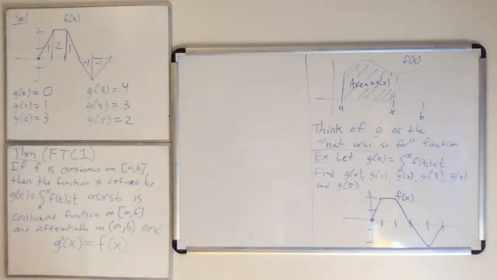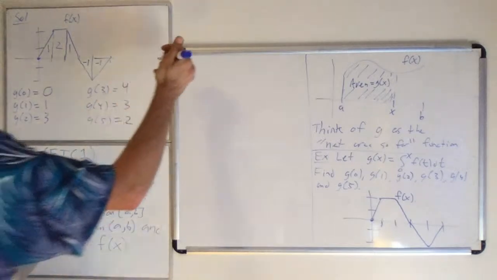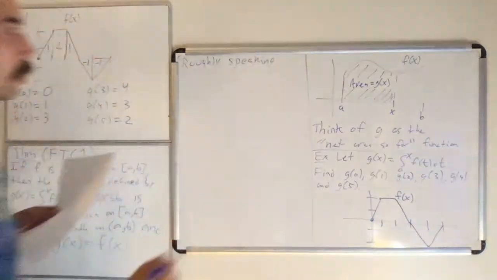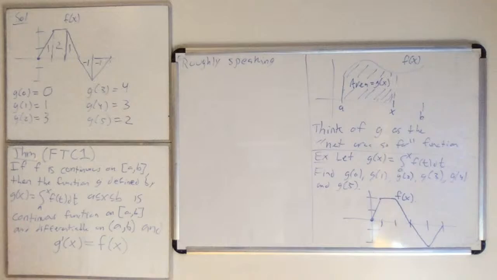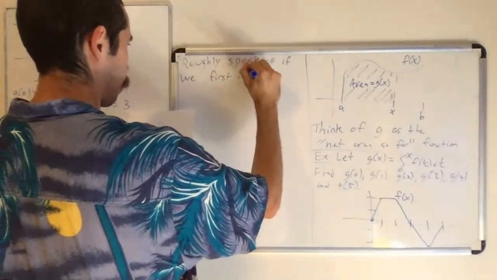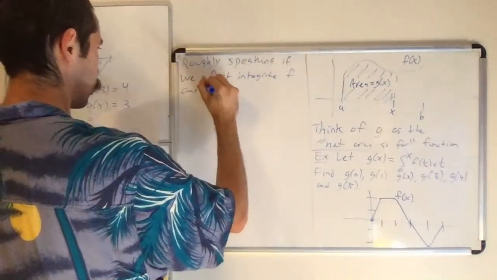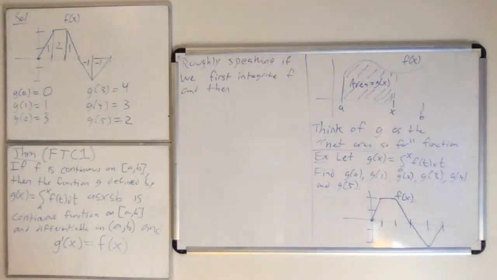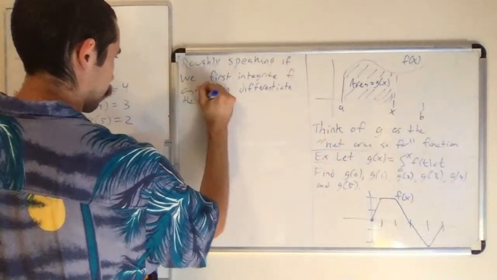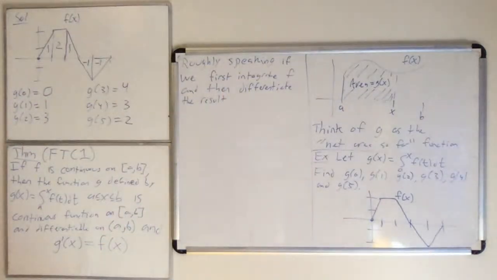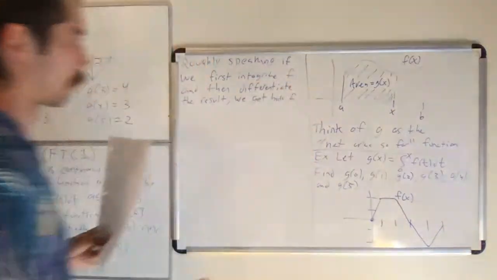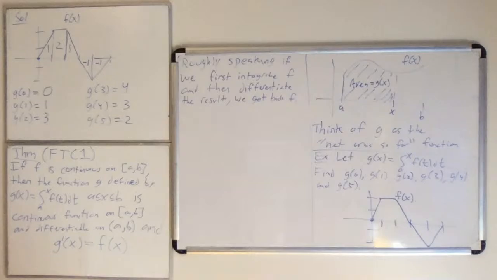Okay, let's do an example. I have in my notes, roughly speaking, so I'll write it down so you have it. Roughly speaking, if we integrate f first, and then differentiate the result, we get back where we started. All right, let's look at an example.